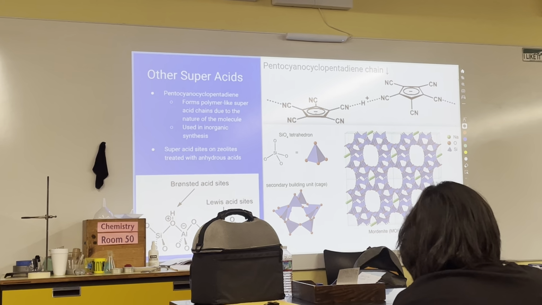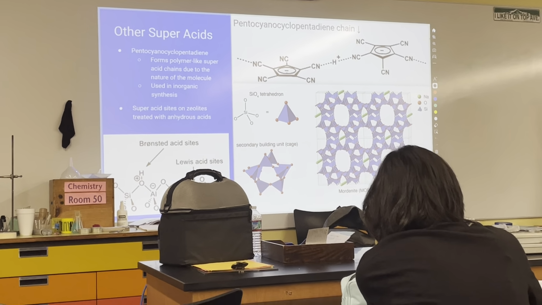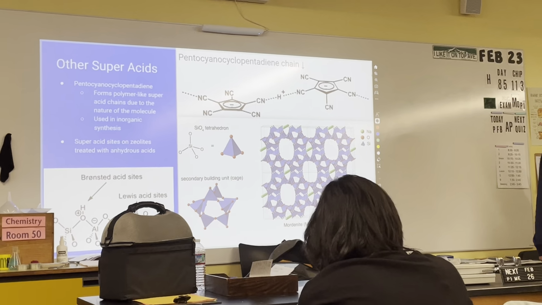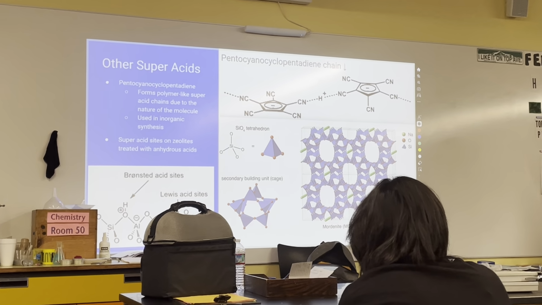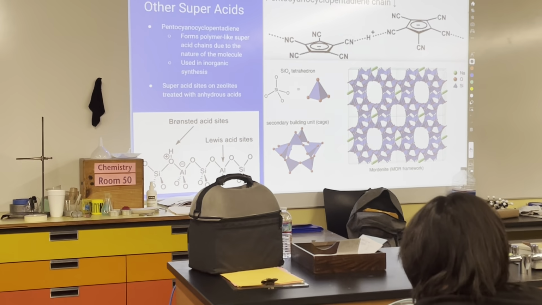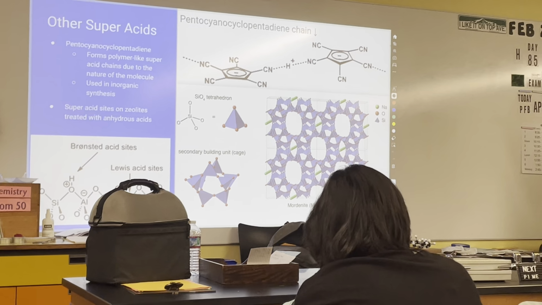And then we also have zeolites. These are silicon or aluminum oxides bound together in structures that form interesting shapes. If you treat these with anhydrous acids, you can form really strong acid sites within these complexes. You can see right there, between the silicon and aluminum, you have strong Brønsted acid and strong Lewis acid sites.